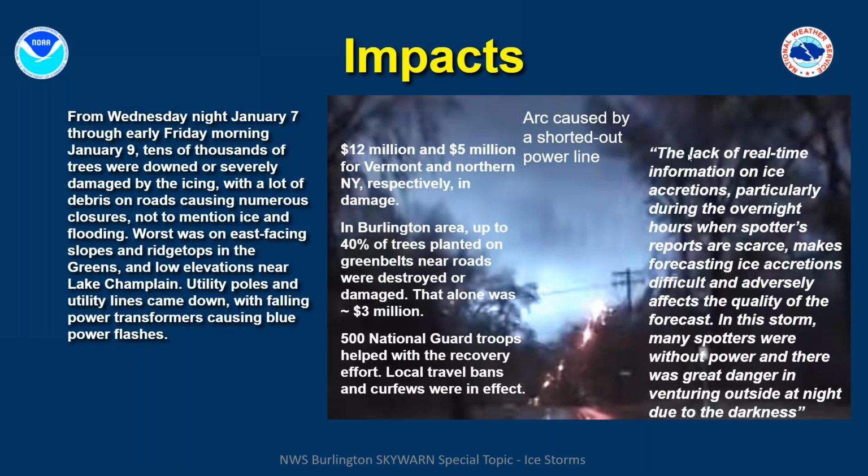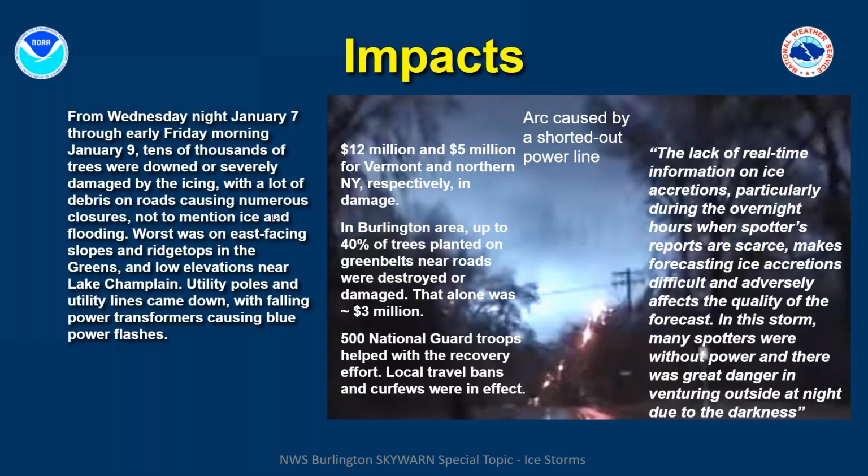So as a summary here, the take home for this event was, in quotes on the right-hand side: the lack of real-time information on ice accretions, particularly during the overnight hours when spotter reports are scarce, makes forecasting ice accretion difficult and adversely affects the quality of the forecast. In this storm, many spotters were without power, and there was great danger in venturing outside at night due to the darkness. So again, this was from a report called an evaluation of the severity of the January 1998 ice storm in northern New England.